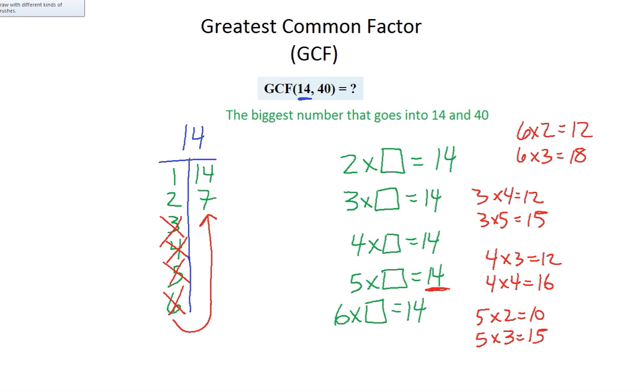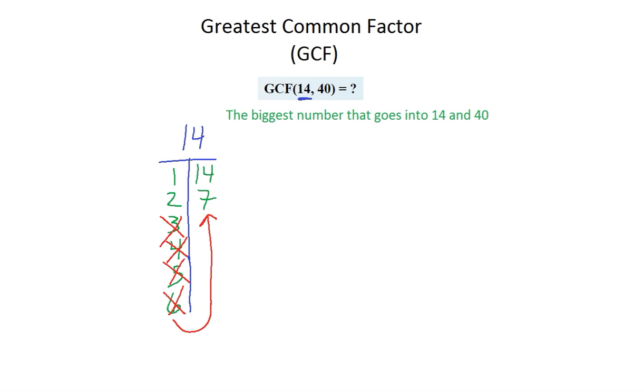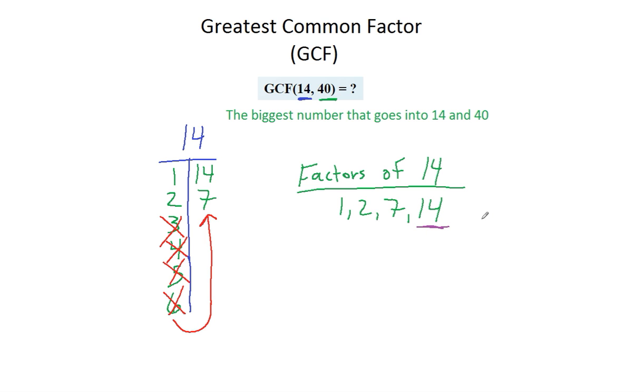Let's make a little space here. So here we go, factors of 14. This is the complete list. And now I'm going to check all of these, starting with the biggest, or well, check until I find one. 1, 2, 7, 14. Now I got to go to my other number, 40. I want to find which of these numbers goes into 40. So start with the biggest. We're looking for the biggest number. So let's start with 14.